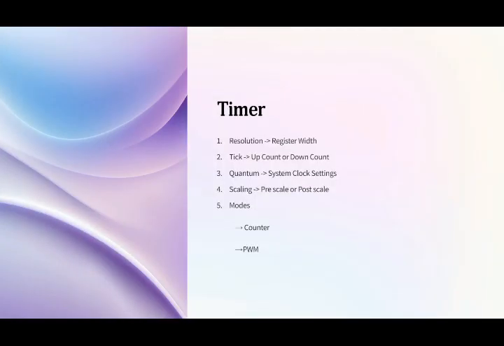Let's dive into how timers work. A timer consists of a counter and clock source. The counter increments or decrements with each clock cycle. By configuring the timer settings, we can determine when it should trigger an interrupt or some specific actions. The resolution in the timer is determined by the register width. The tick is used for the timer to up count or down count. There are two types of mode. One mode is called counter and the other mode is called pulse width modulation.